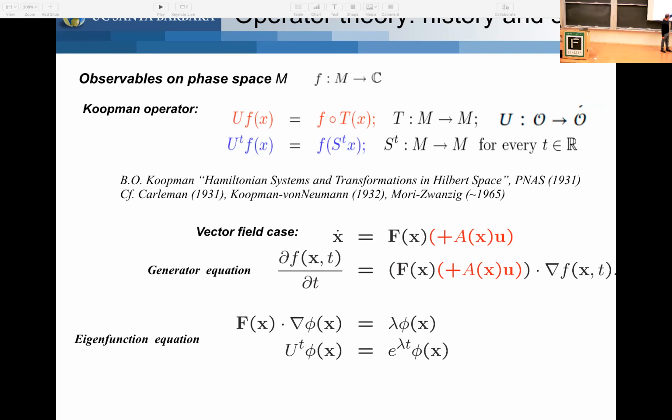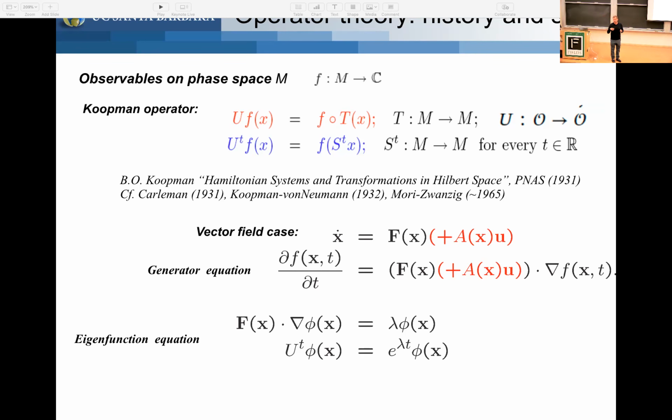Here is a linear operator of differentiation on phi, so that's directional differentiation. F is my vector field. If that holds, then I have eigenfunctions. In the evolution case, it's this: U^t phi is equal to e to the lambda t phi. So lambda would be an eigenvalue. Again, that's a little bit of a misnomer, but that's from linear systems theory. E to the lambda t is really an eigenvalue of U^t, but we call lambda an eigenvalue in the continuous time case.